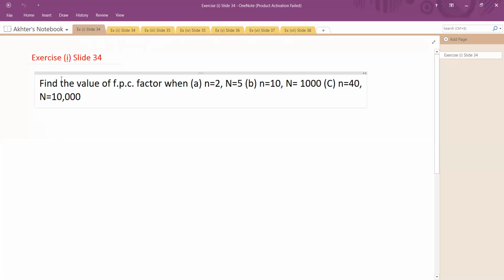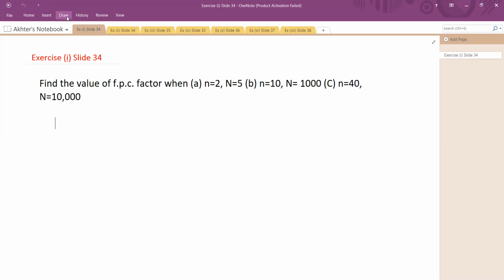This is exercise 1. In this exercise, FPC is to be computed for different values of sample size and population size. In part A, the sample size is 2 and the population size is 5. In part B, the sample size increases as well as the population size. Now n is equal to 40 in part C and capital N is equal to 10,000. I am going to solve the FPC here.